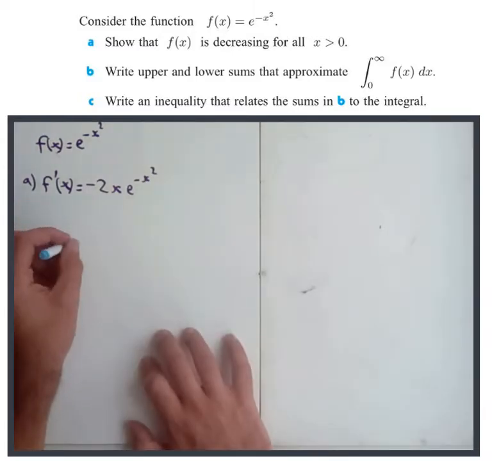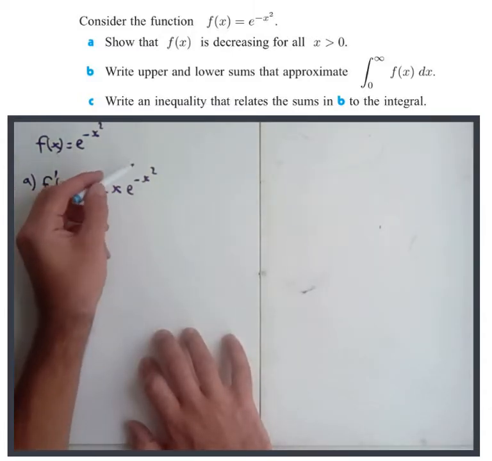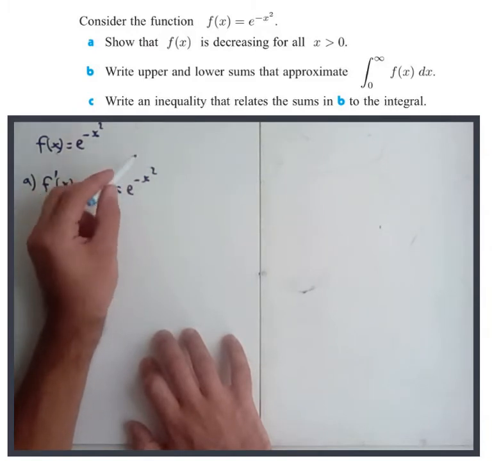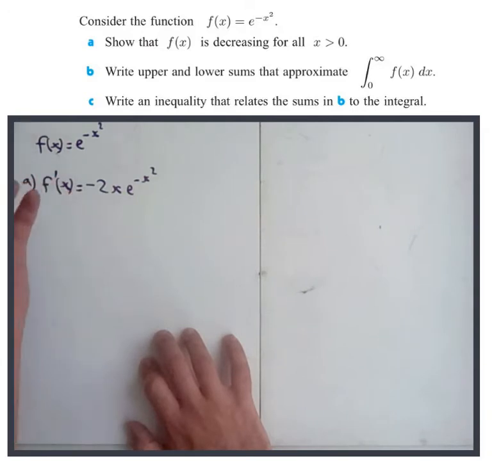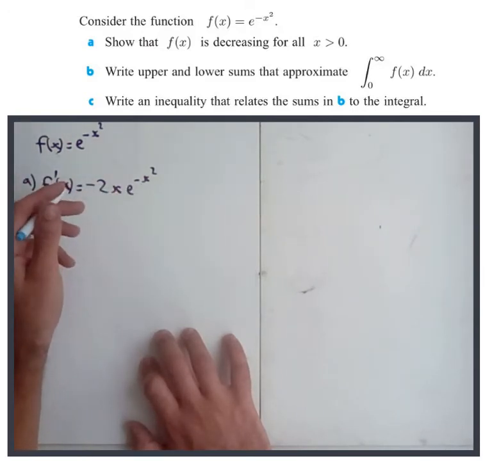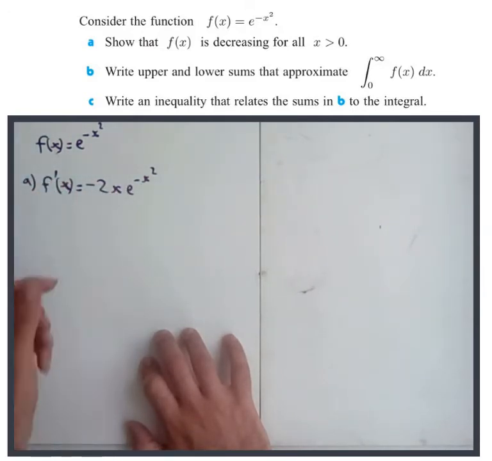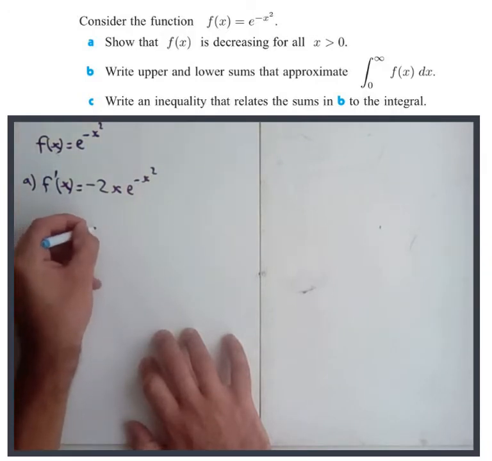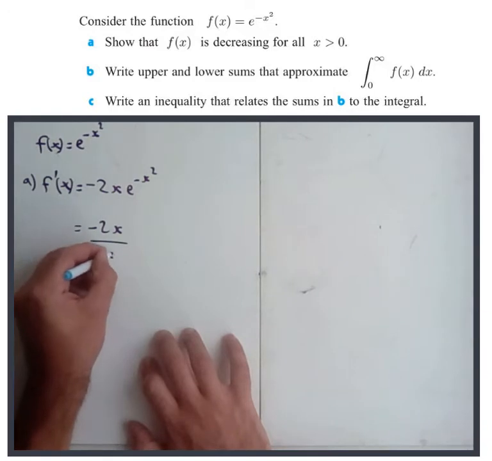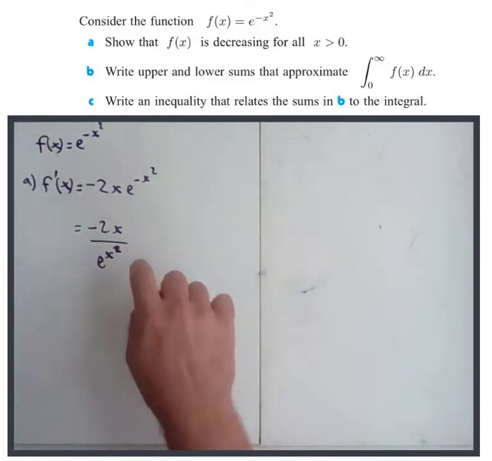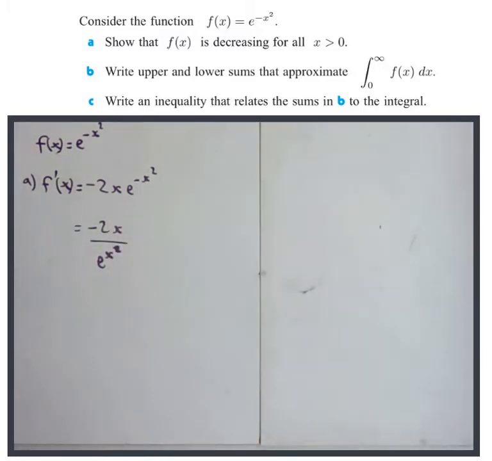If we just rewrite this, it might be a bit better. So remember, this is e to a negative power. So that's the same as the reciprocal of e, 1 over e, to the positive x squared, which is the same as dividing by e to the power x squared. So I'm just going to rewrite that as minus 2x over e to the x squared.